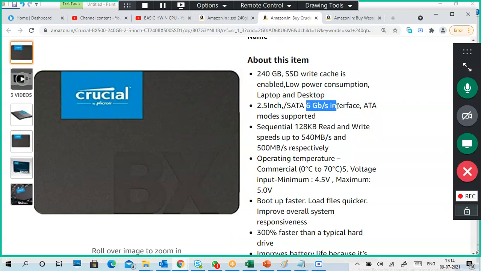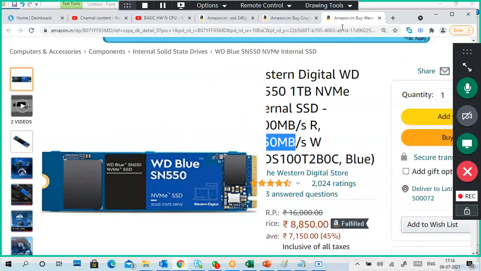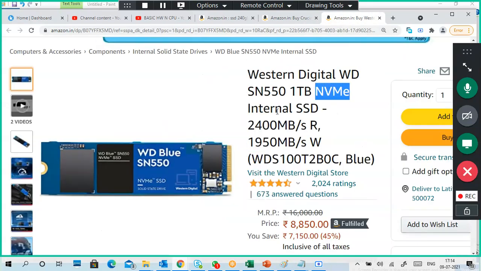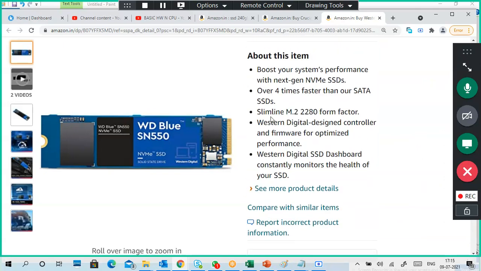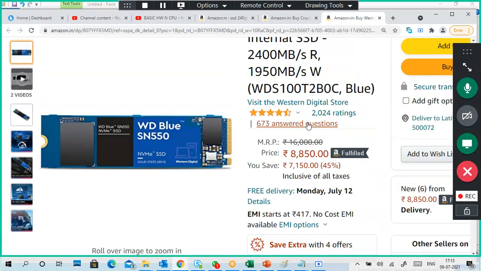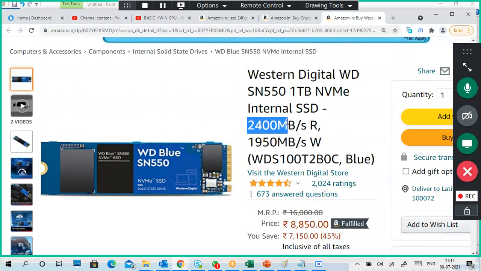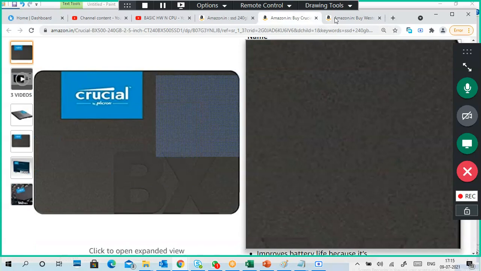So SATA interface is 6 Gbps, sequential 128K read and write, speed up to 540 megabytes per second and 500 megabytes per second. This is the read speed, this is the write speed. But if you go to this NVMe, you will get a higher read speed. See, this is M.2, so this is the form factor. Where is the read speed and write speed? Here only, see, 2400 megabytes per second read speed. So it is almost 4 times faster than this SSD.